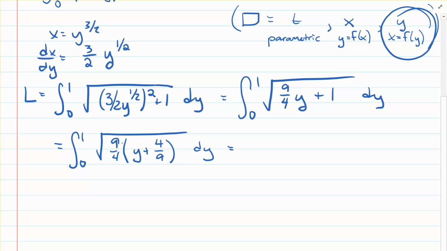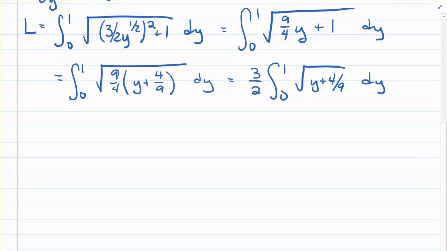And pulling it out means I can pull it all the way out of the radical sign. I can take its square root, this fraction's square root, so I can pull 3/2 out of the radical sign. And if I'm pulling it out of the radical sign, I might as well pull it all the way out of the integral. And I'm left with the square root of y plus 4/9 dy. Okay, that's something we can integrate.